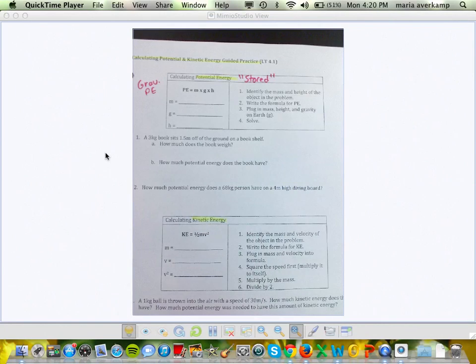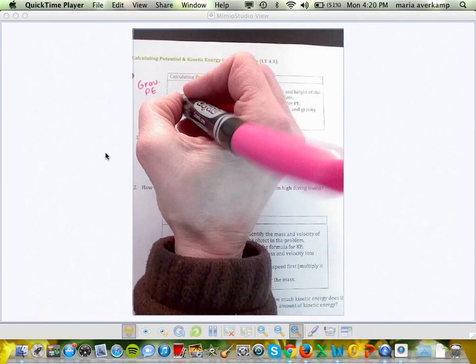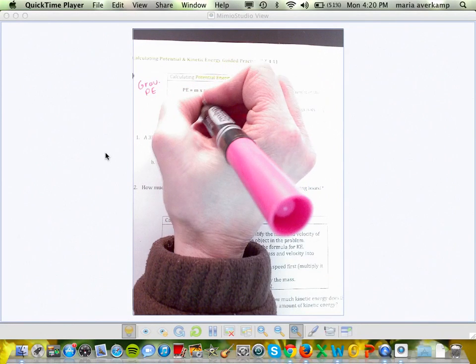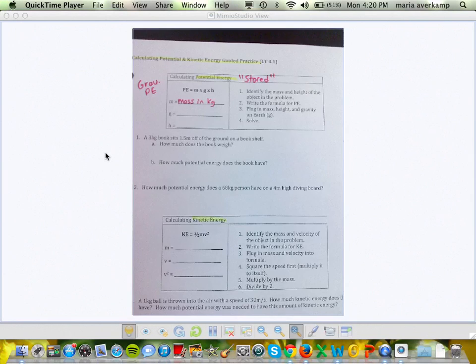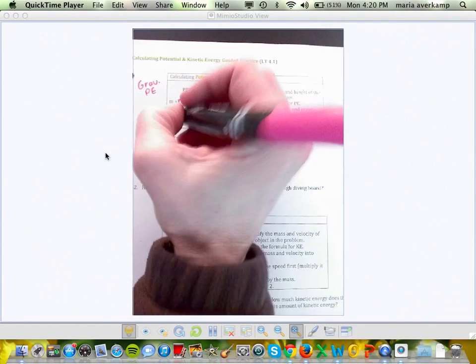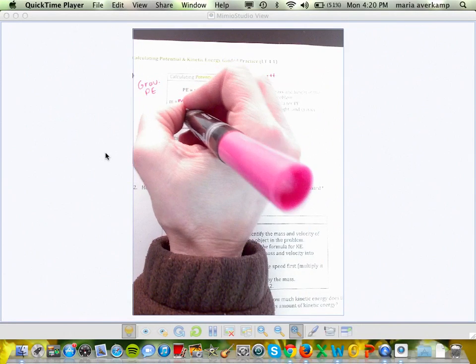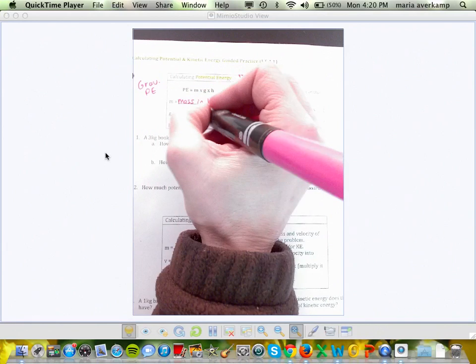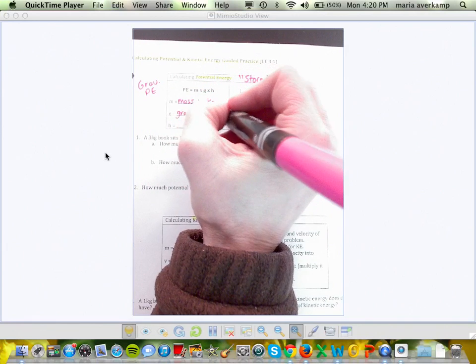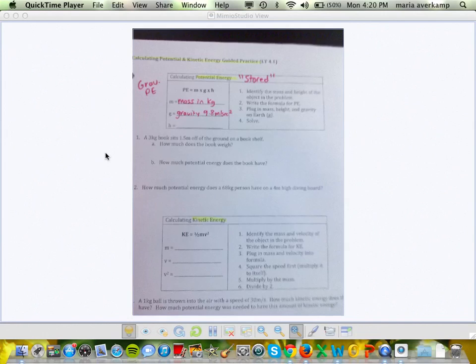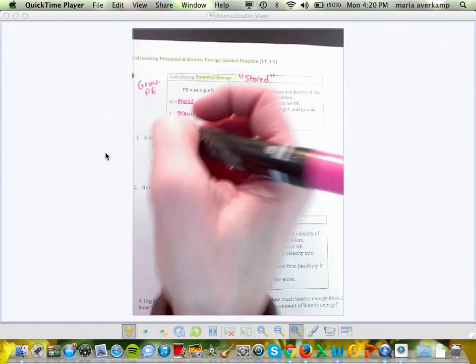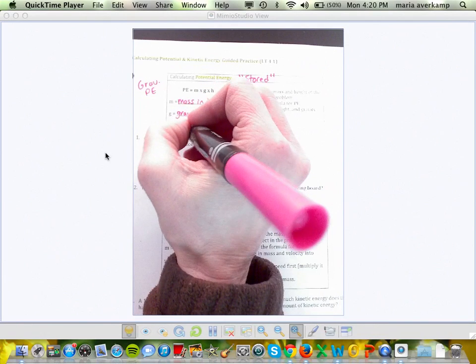So I have a formula, m times g times h. The m simply stands for the mass of the object in kilograms. G stands for gravity's acceleration. So on Earth, gravity's acceleration is 9.8 meters per second squared. And then lastly, in order to calculate the potential energy of an object up high, I need to know h. H is simply the height in meters.